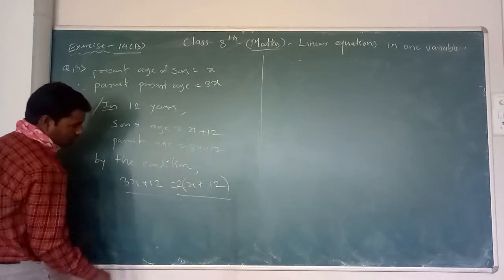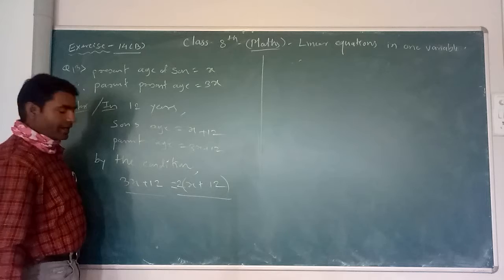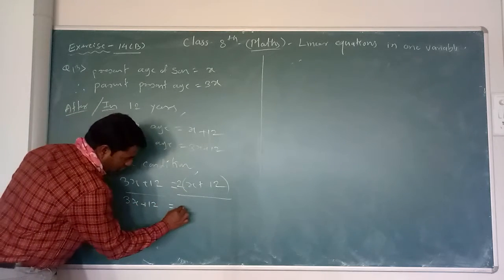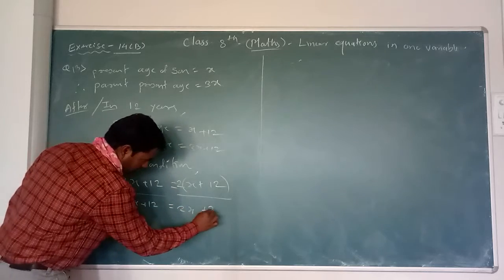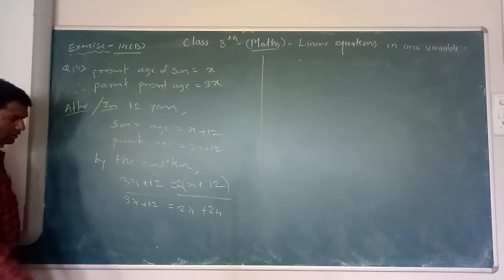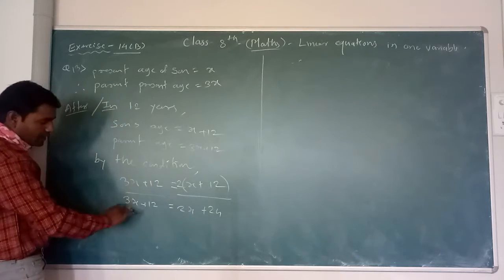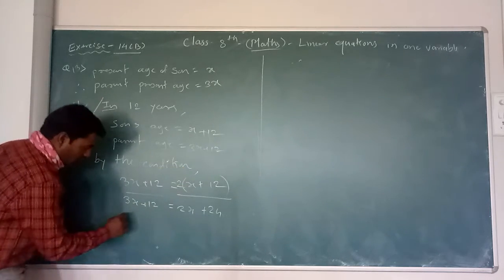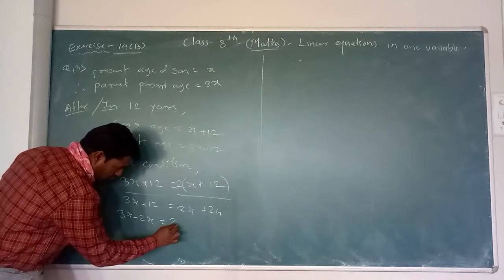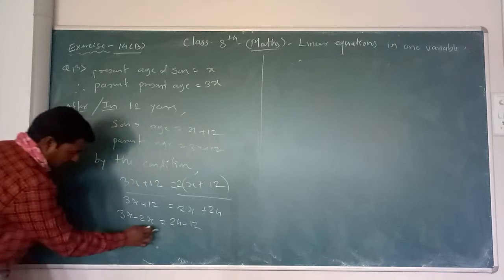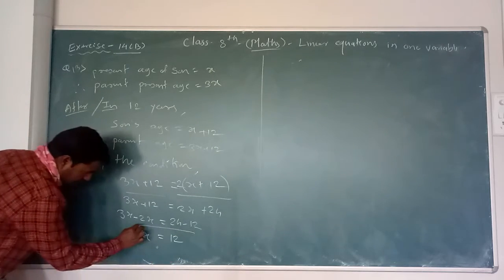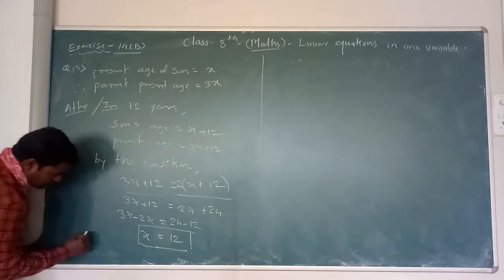So here first we have to do this calculation. We will solve the bracket. So 3x plus 12 equals 2x plus 24: 2 into x is 2x, 2 into 12 is 24. Now we will send the x term to one side and the constant term to the other side. So 3x minus 2x equals 24 minus 12. So how much is this subtraction? x is equal to 12. That means we got the son's age.